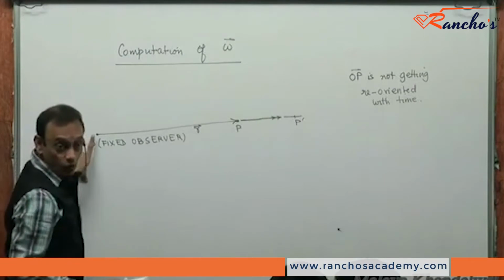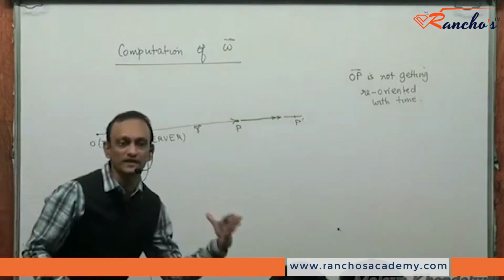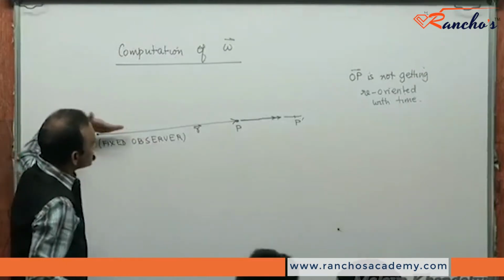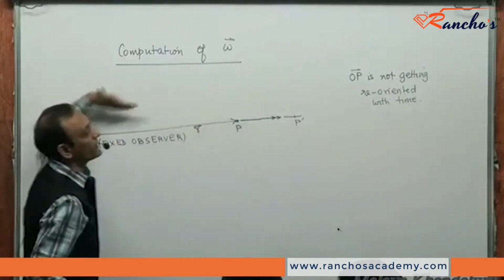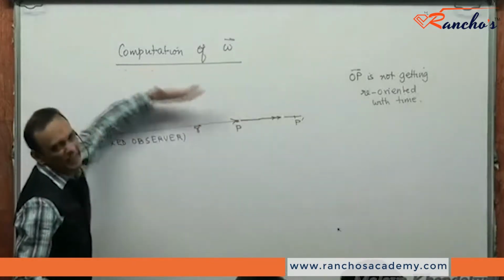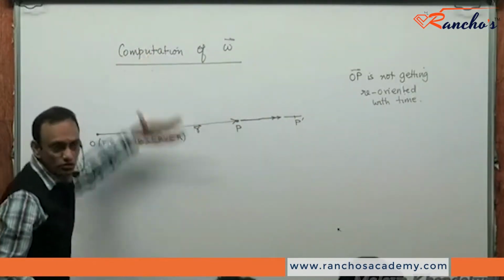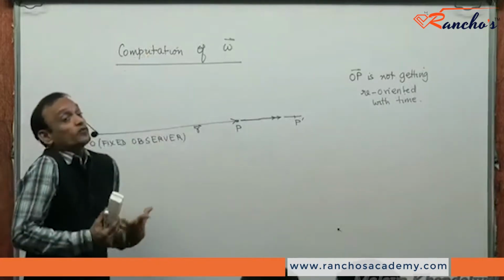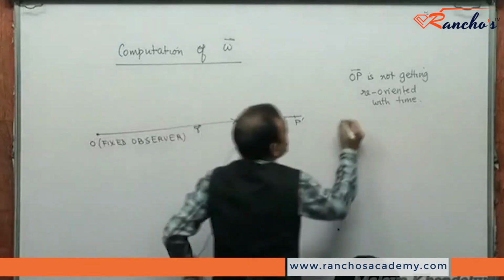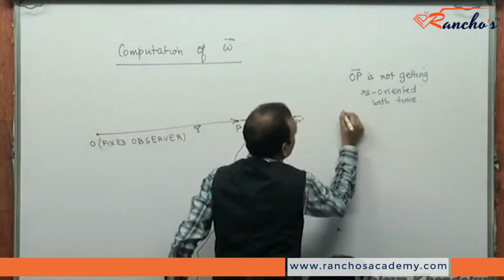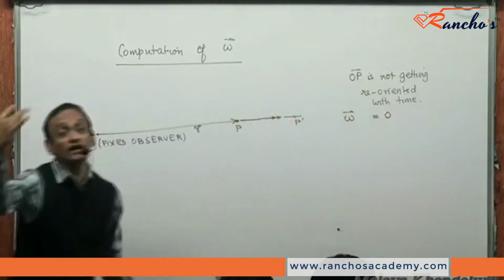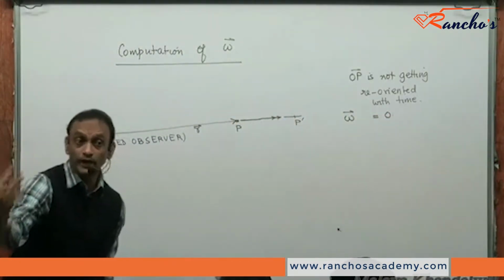As seen by O, angular velocity depends on who my observer is. In this case, the particle as seen by O is not getting reoriented with time. The vector OP is not rotating about O. So what would be the angular velocity of the particle as seen by O? 0. We say that the angular velocity of the particle is 0, because the vector OP is not getting angularly displaced as seen by O.